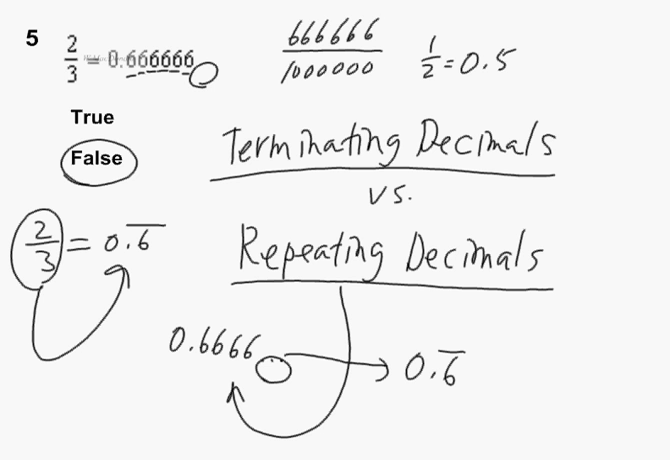And if you said true and you proved it, I still only took off 1 mark out of the 2 because it was kind of a trick question.